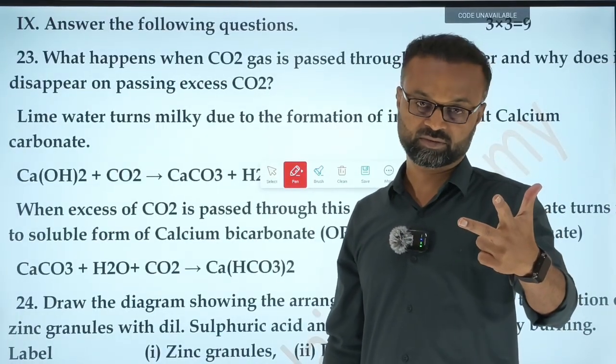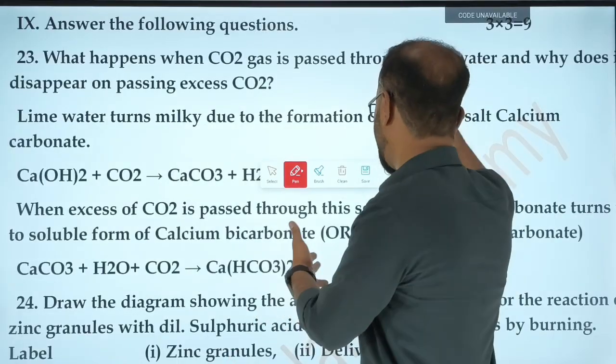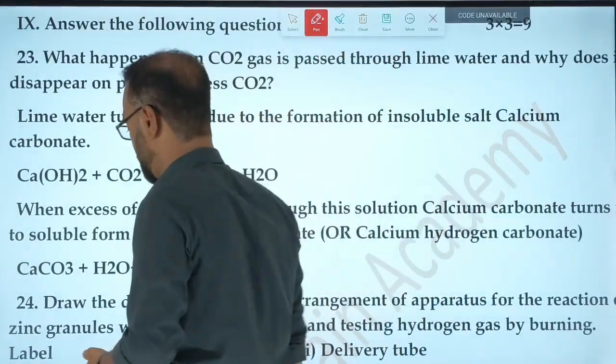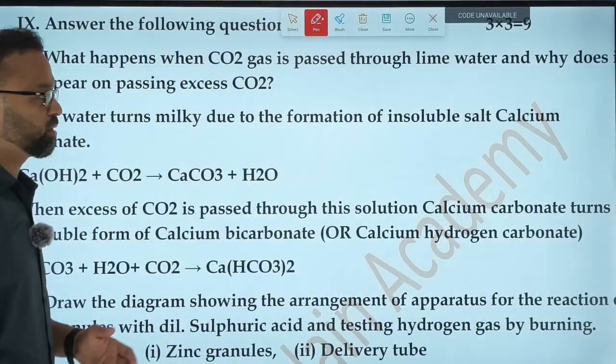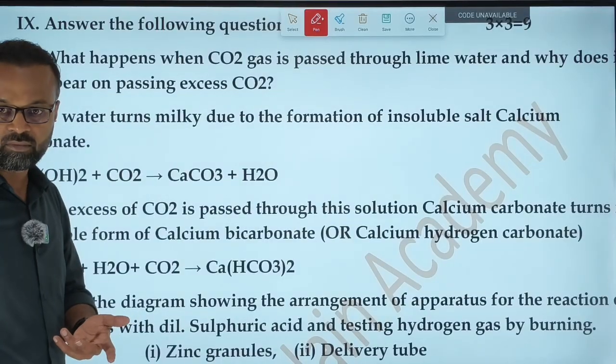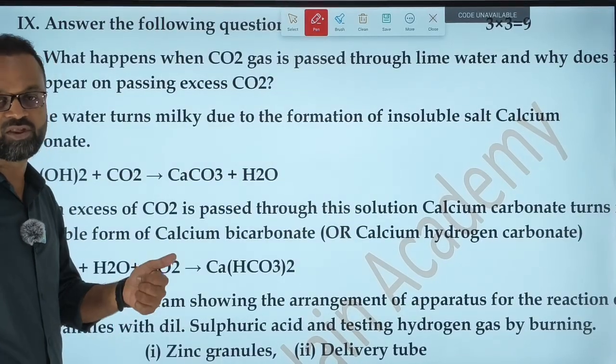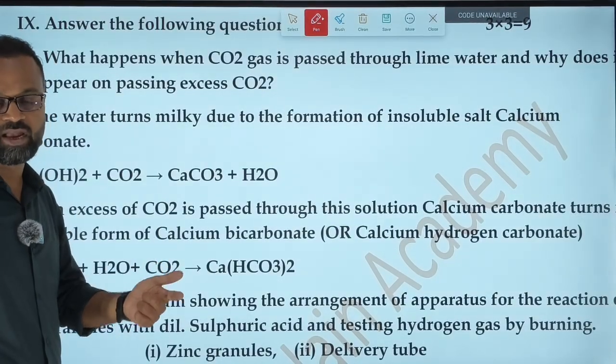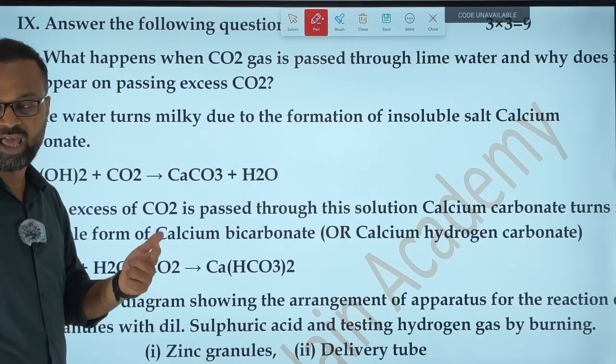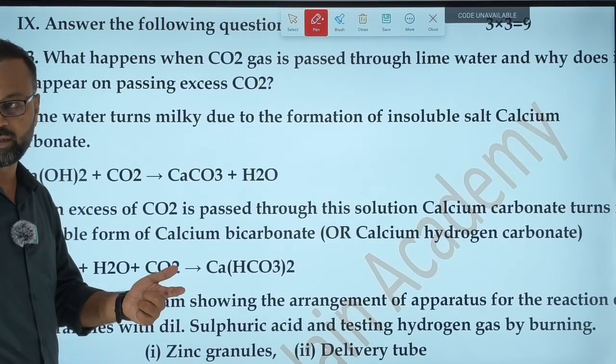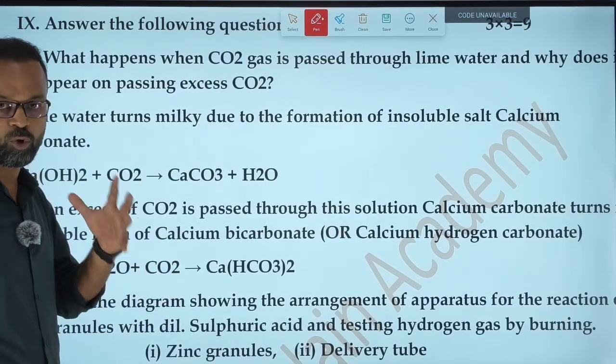That is a must. Now they're telling lime water. If you don't know the chemical formula or the chemical name for lime water, then 3 marks gone. Yes or no? Lime water, calcium hydroxide. Quick lime, calcium oxide. Limestone, calcium carbonate or marble. Yes or no? So you should know all those things.